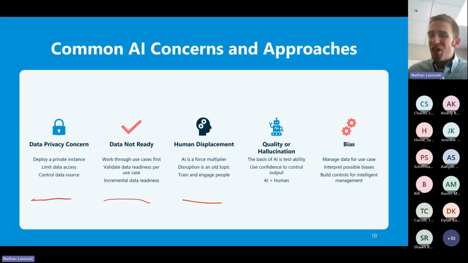Human displacement, we started to hit on that at the beginning. I'm going to talk about that a little bit more at the tail end of this conversation. AI is a force multiplier. Disruption itself is an old topic. As we showed earlier, you see people go through technology transitions a lot in their lifetime and across the ages that we've been in existence.